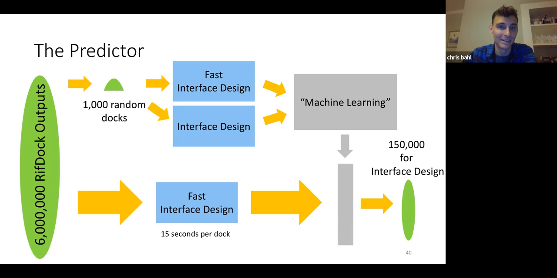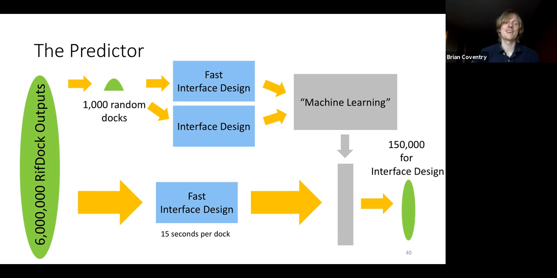Nice, awesome, thank you. Follow-up question while we're still on this: is the fast interface design protocol just pack rotamers with soft rep, or is there something more? I've tried many things. My predictor script is on version 14 now, and this is what's worked best.